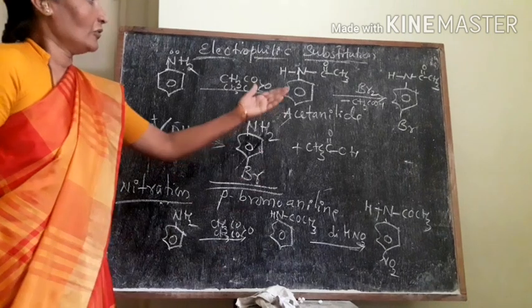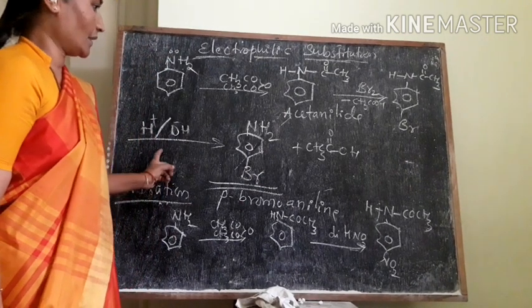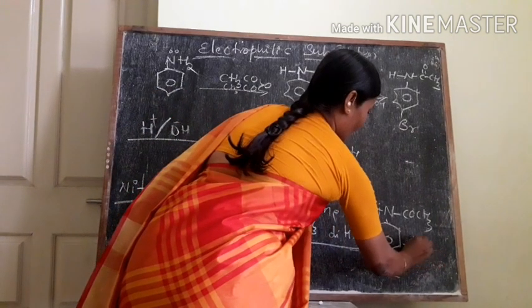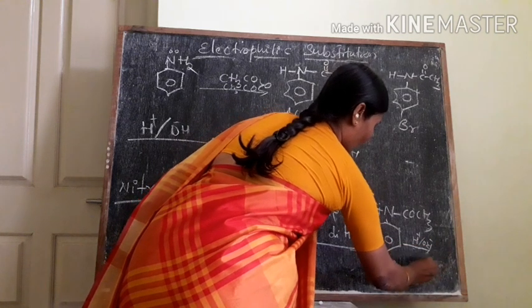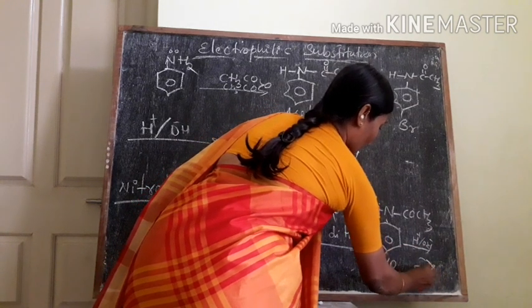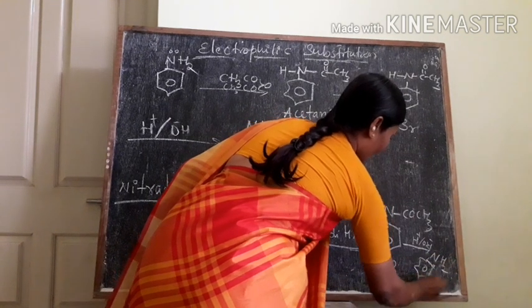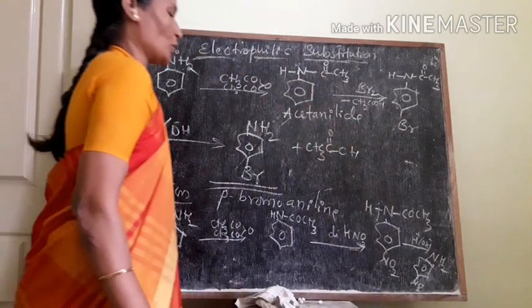Para-nitroacetanilide. Further it undergoes hydrolysis. I will represent here only, either H plus or OH minus. The product is NH2 as it is above, and then NO2.